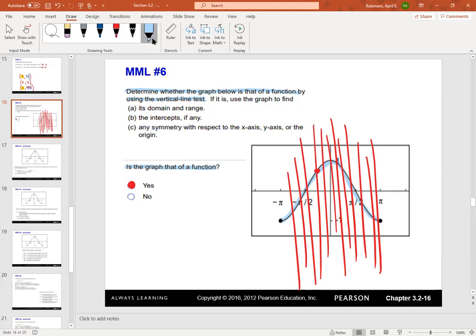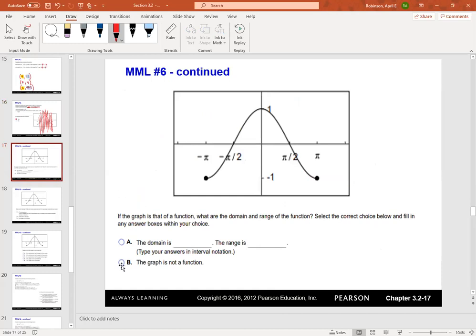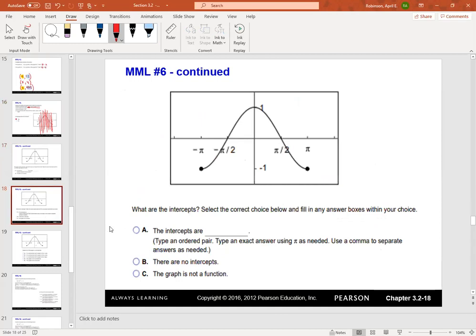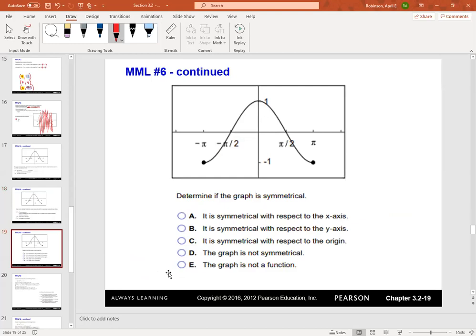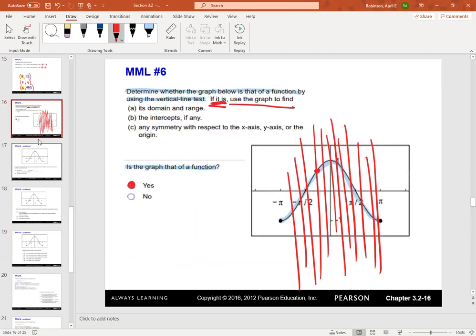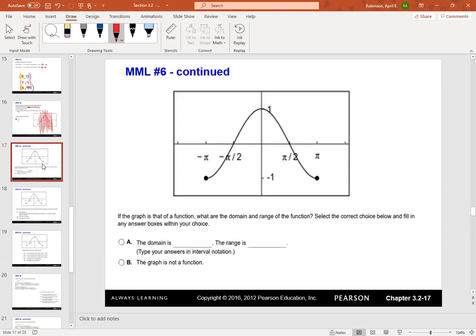Since we determined that it was a function, we use the graph to find parts A, B, and C. Now, if you had come up with the answer of no, when you get to the next part, you would simply click on choice B, the graph is not a function. Then on part C, you'd click the graph is not a function, and on part D as well. But we found that it was a function, so now I have to actually answer the rest of these questions.